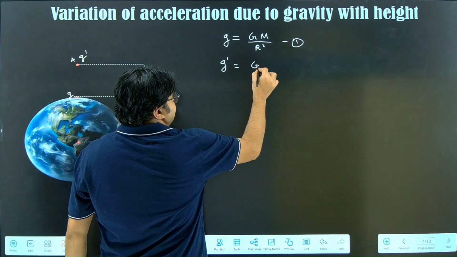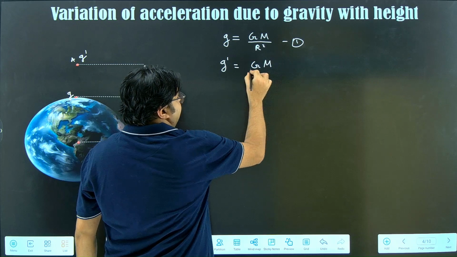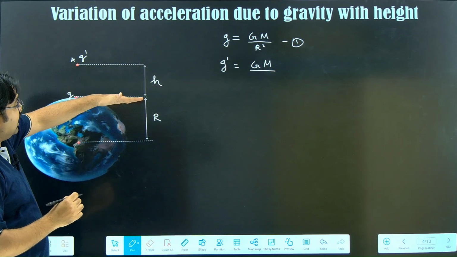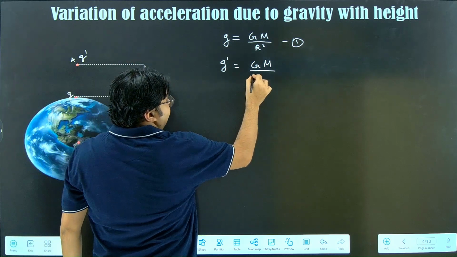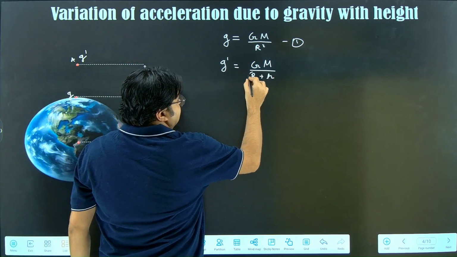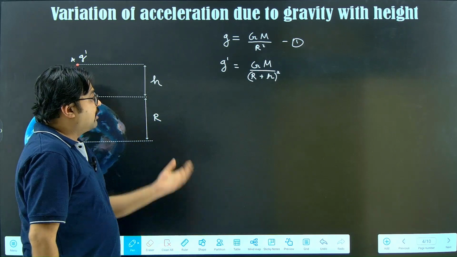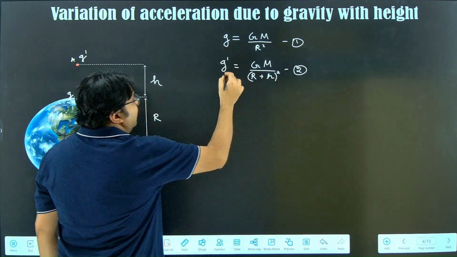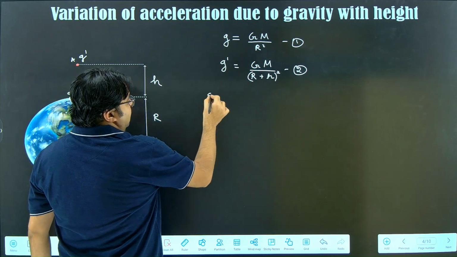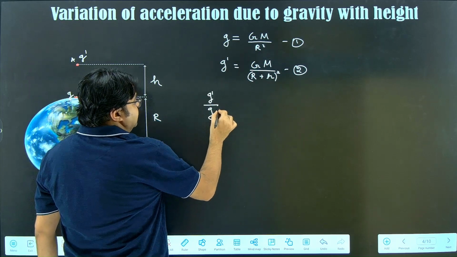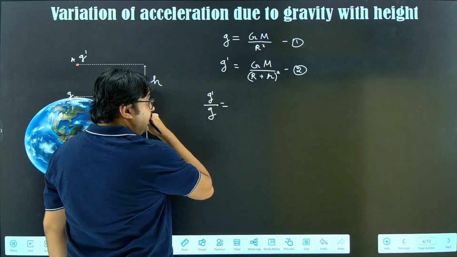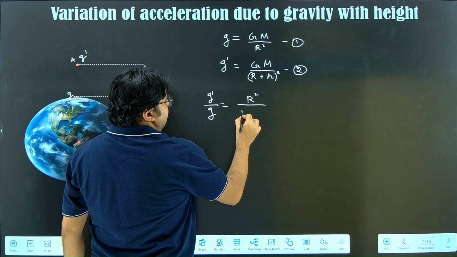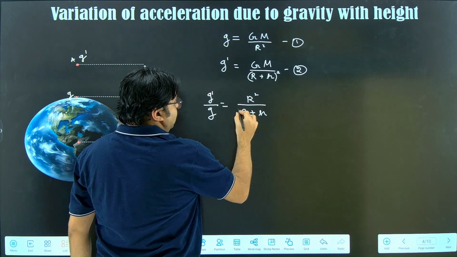So G is the same, mass of the earth is the same, but then the distance from the center to that point A is r plus h. So you would write r plus h the whole square. We will call that equation 2. Let's divide equation 2 and equation 1. You would have g dash divided by g, GM and GM will get cancelled, and you will have r square divided by r plus h the whole square.